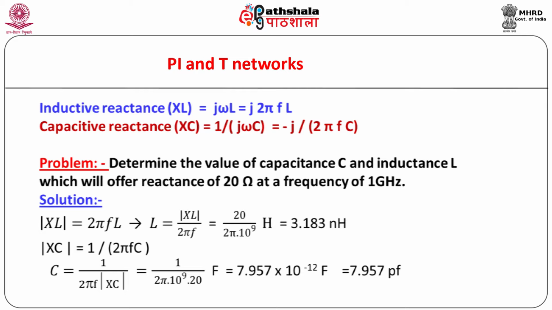XL is equal to j omega L and XC is equal to 1 upon j omega C. These formulae are useful for designing electrical networks. Have a look at the calculations involved in the solution of the problem mentioned here. The problem reads like this: determine the value of capacitance C and inductance L, which will offer reactance of 20 ohm at a frequency of 1 gigahertz. The solution is as shown.